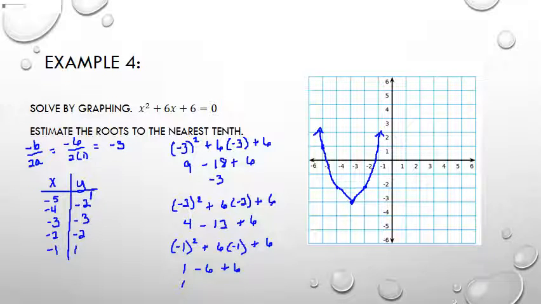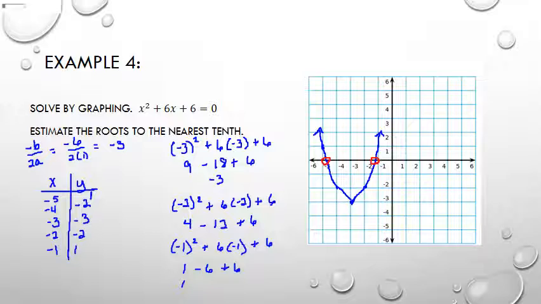So, does this cross the x-axis? And it does. It crosses it here and right in here. So now what we need to do is estimate what that's going to be. All right, notice that it is closer to the -1, and it's closer to the -5. So now we're just going to estimate some numbers.